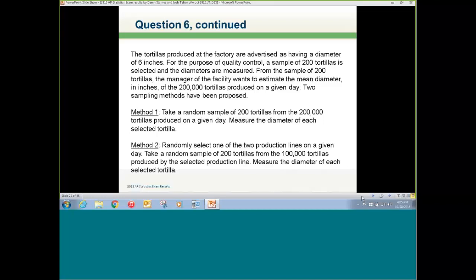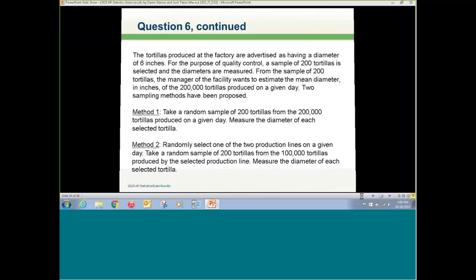Method 2 says, randomly select one of the 2 production lines on a given day. Take a random sample of 200 tortillas from the 100,000 tortillas produced by the selected production line. Measure the diameter of each selected tortilla. Now this is a little bit of a different kind of sampling method, but I can imagine that maybe the facility has the 2 production lines on very different ends of the building, and the manager wants to say only go to production line 1 on a certain day and then production line 2 on a different day to be a little bit more efficient in the sampling. So essentially the manager will flip a coin at the beginning of each day. If it's heads, the manager will go to production line A, or if it's tails, go to production line B, and then take the sample of all 200 from that production line.